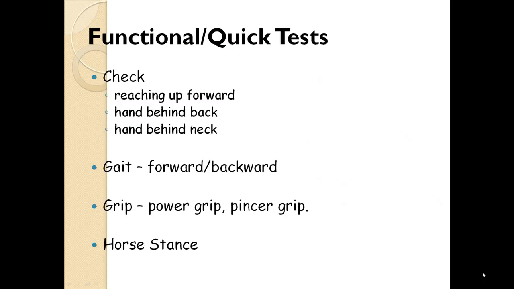Again, as with any other joint, there's a whole series of functional tests that can be done. Reaching, putting your hand behind your back, reaching up, grip, power grips and pincer grips, and then placing the elbow into various functional positions. So weight bearing on all fours, for example, a horse stance.